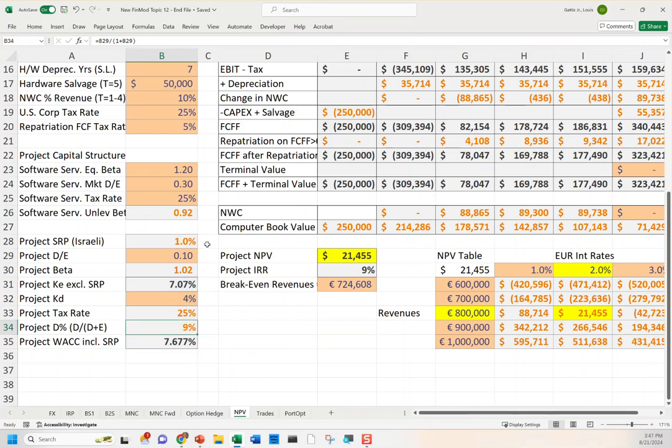All right, so again, the sovereign risk premium would be just the difference between Israeli and U.S. interest rates, if you consider most of the risk being country risk of Israel. And that was estimated to be an extra 1%. So this is this project. I then calculate the NPV, and it's $21,000. I calculate the IRR, it's 9%. And there I just did a break even just for fun.